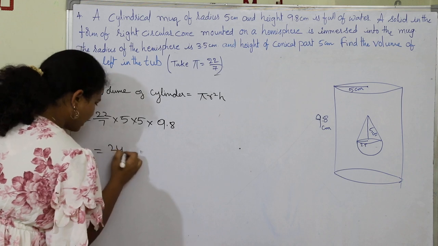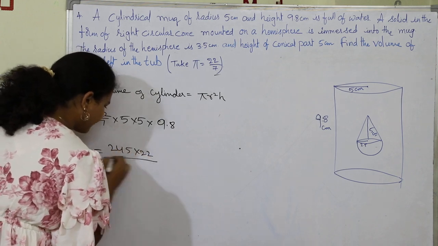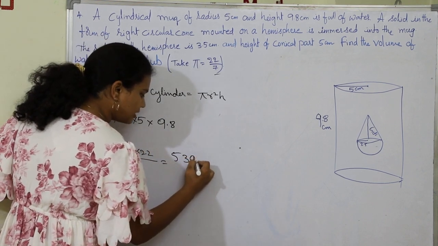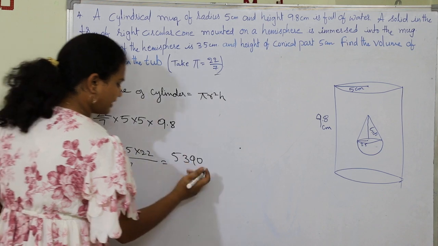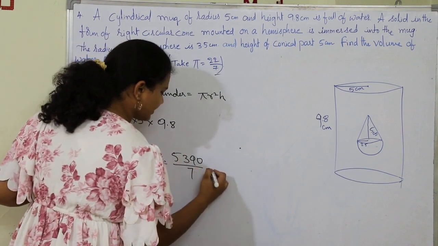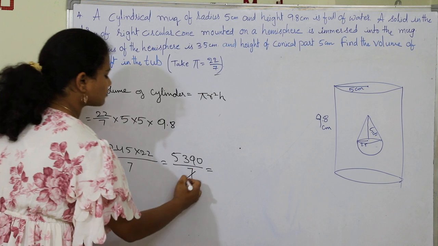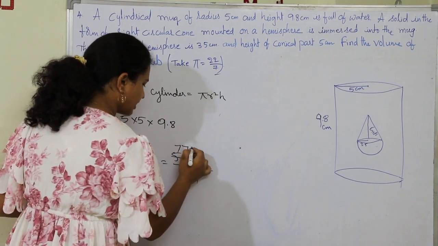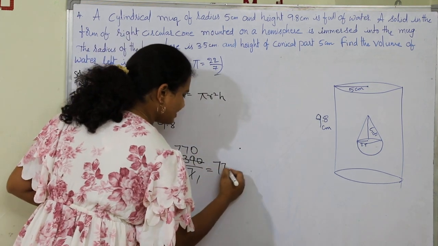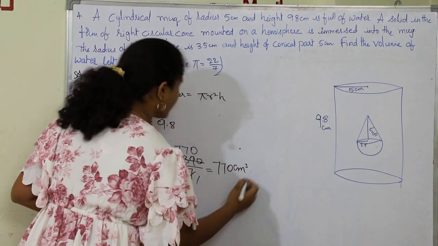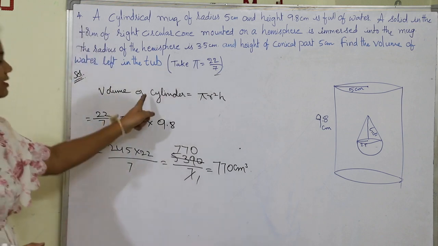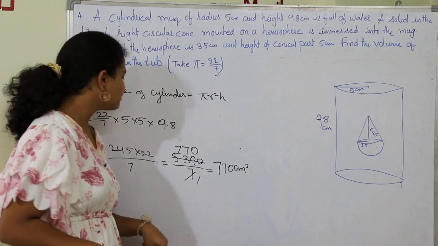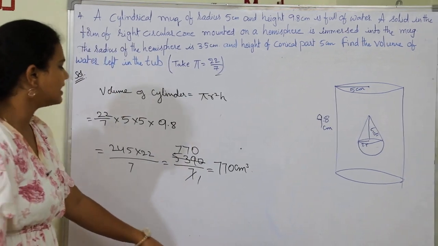So 245 into 22 divided by 7 equals 5390. So 245 into 22 equals 5390, divided by 7 again. Now 7 times 7 is 49, and 7 times 7 again, and 0 over here. So this becomes 770 centimeter cube. Therefore, I got the volume of cylinder equals 770 centimeter cube.